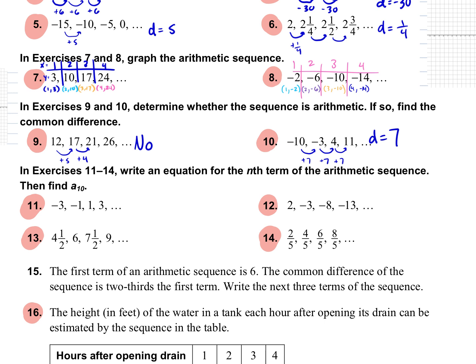For the next 4, it says write an equation for the nth term of the arithmetic sequence. We can skip those. That will not be on the quiz tomorrow or on the test.